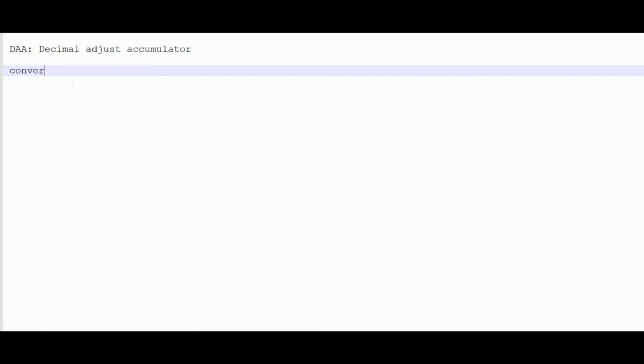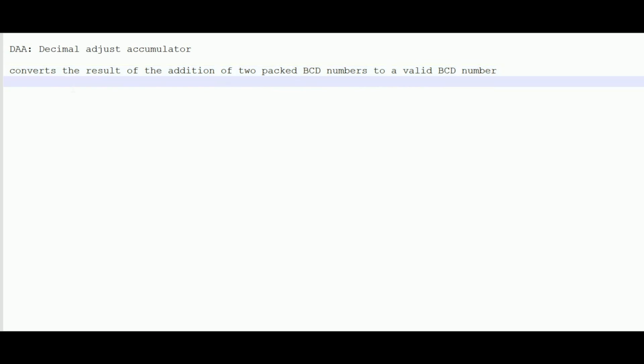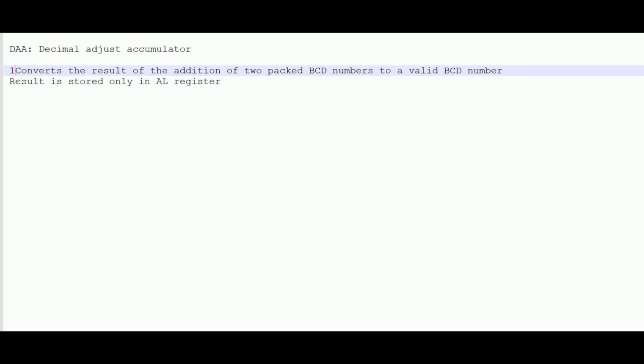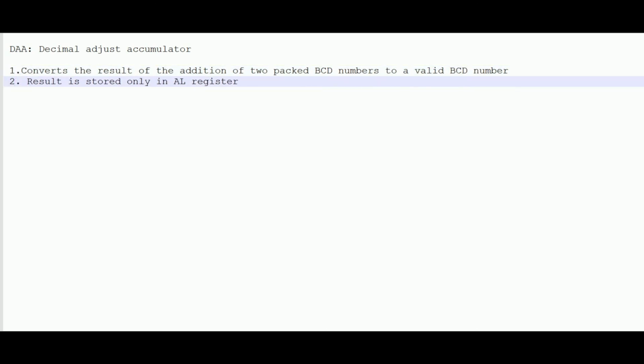So it converts the result of the addition of two packed BCD numbers to a valid BCD number. Now the result has to be stored only in AL. So please note the result is stored only in the AL register. So let us understand this by an example. So let me put it point-wise, point number 1 and point number 2.